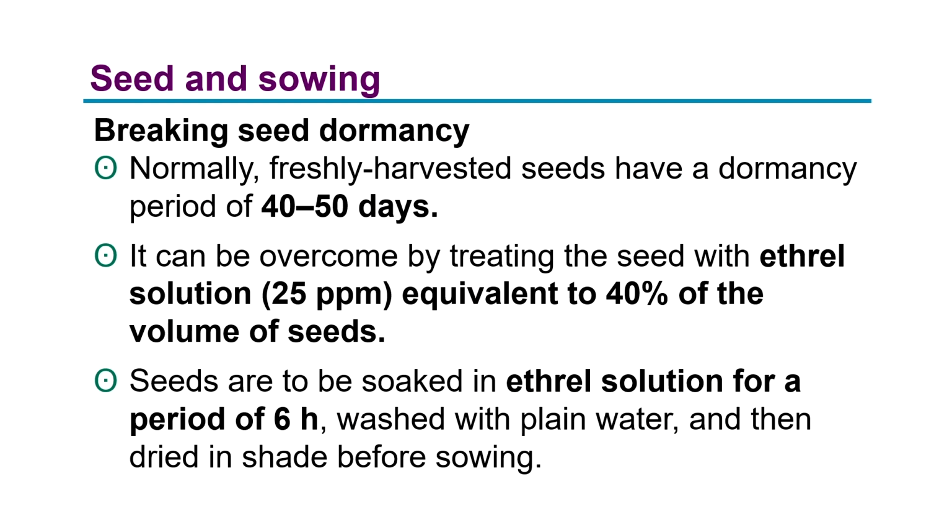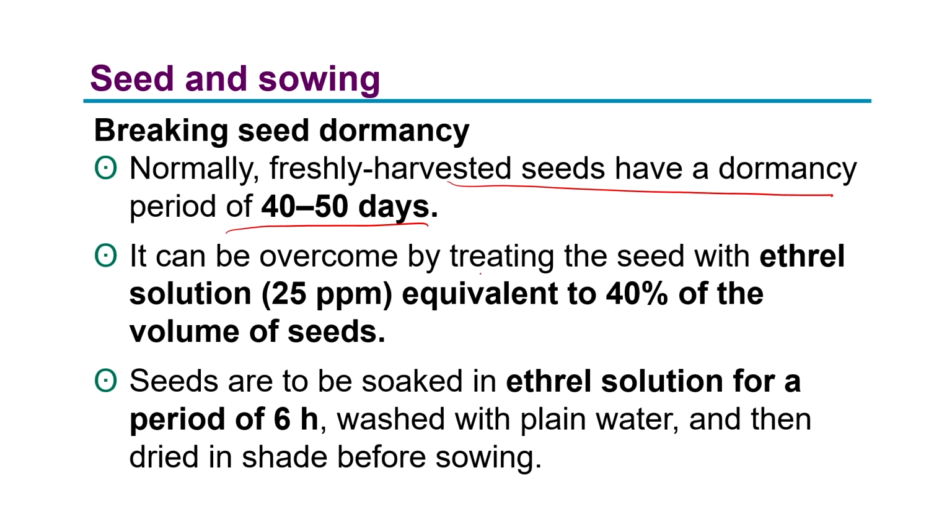Now, breaking the dormancy is necessary for sowing. So, now we are discussing seed and sowing. Normally, freshly harvested seeds have a dormancy period of 40 to 50 days. That means if you take the fresh seed, it will not germinate. That is called dormancy.